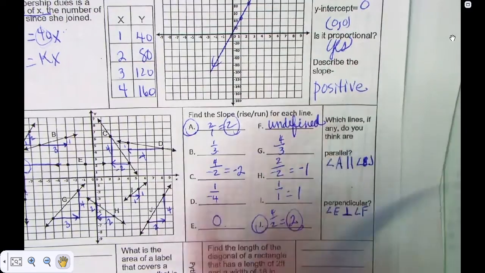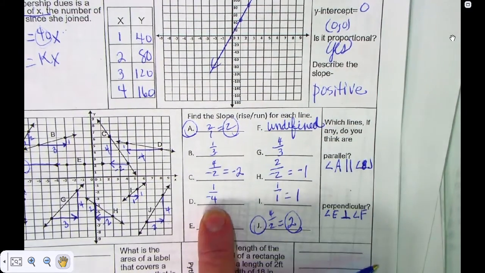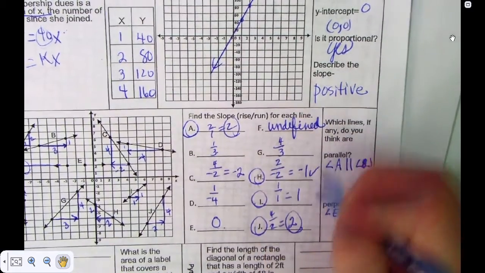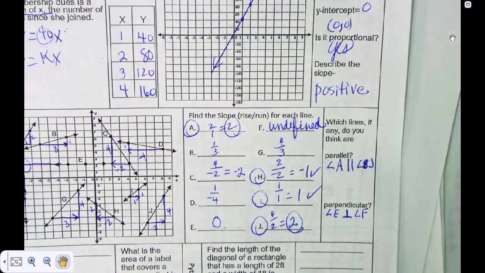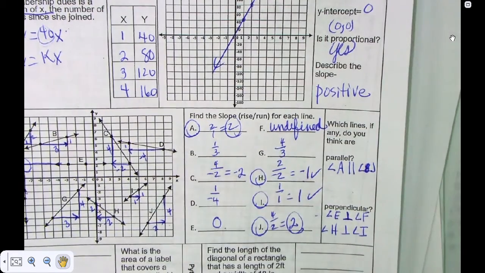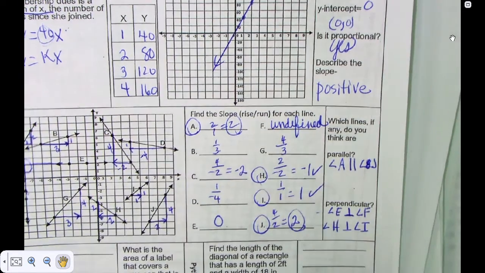There's no -3/4 there. What's the opposite of 1/4? It'd be the opposite sign, so it'd be +4. There's no 4. But if you look at H and I right there, let's put checks by this. If you look at H and I, they're the opposite sign. And what's 1/1? 1. If you flip it, it's still 1/1. So H and I also are perpendicular. Awesome. H and I are also perpendicular. Okay.